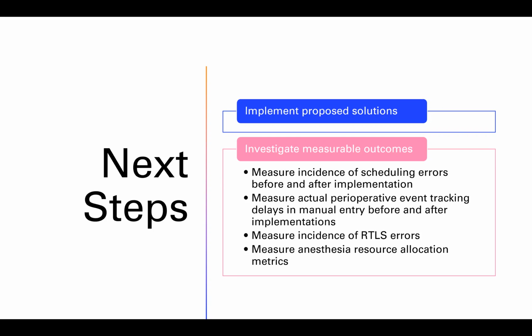anesthesia resource allocation metrics. That's like, what time are people getting in? Are people starting cases on time because they know where the cases are? Are we adequately staffed every morning? Are people, especially when there's a lot of shift work, leaving on time, etc.? So those are the next steps that we would be looking forward to.